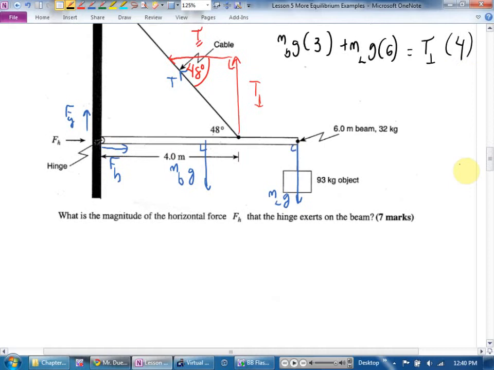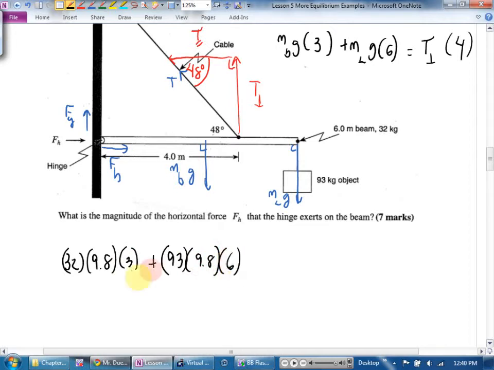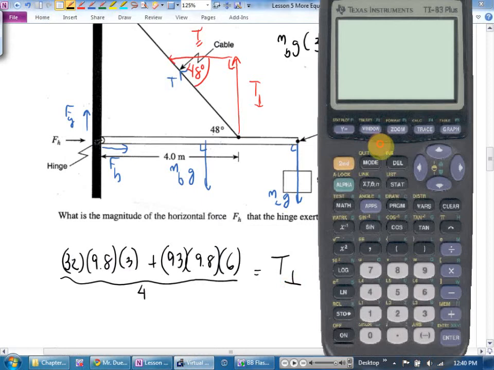What's the mass of the beam? 32 times 9.8, no need for components because we're already good, times 3, plus mass of the load, 93 times 9.8 times 6. If I divide that by 4, that will give me tension perpendicular. Once again, strongly encourage you to follow along on your calculators in this unit. Most common mistakes are calculator mistakes.